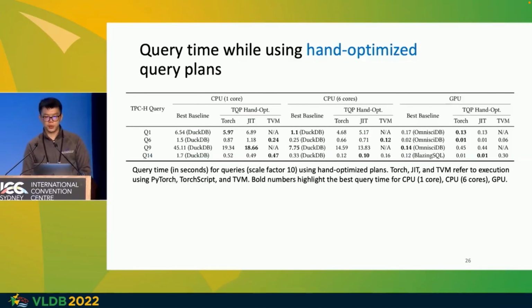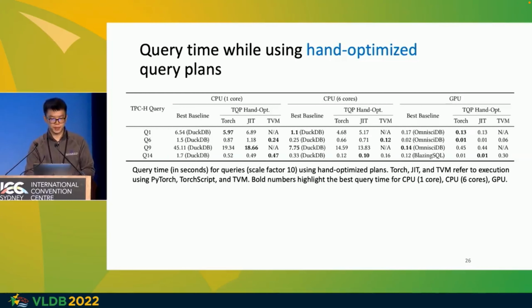We now study whether TQP's performance can be improved with better query plans generating better tensor programs. To understand this, for a few queries, we hand-optimize the tensor programs similarly to what a reasonable query optimizer would do. For example, avoid sorting over already sorted columns. And we have 3 modes for TQP: interpreted using PyTorch, JIT compiled using TorchScript, and using TVM for code generation. The table shows the query time at scale factor 10.